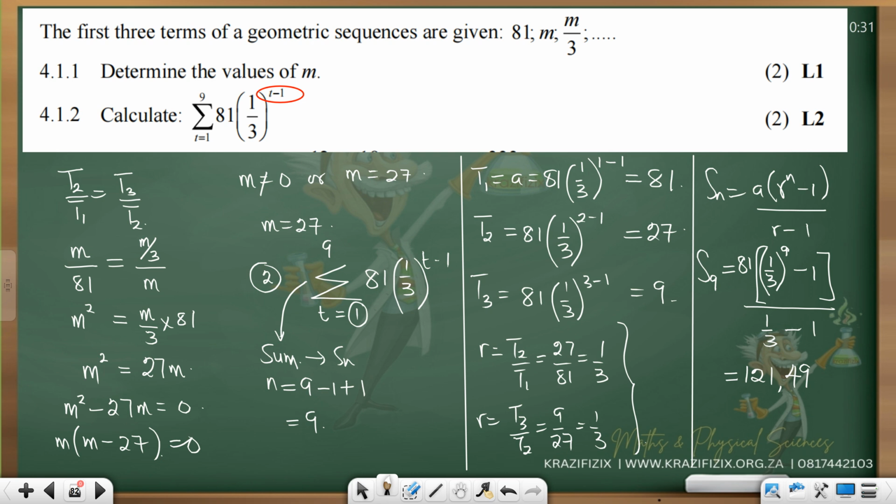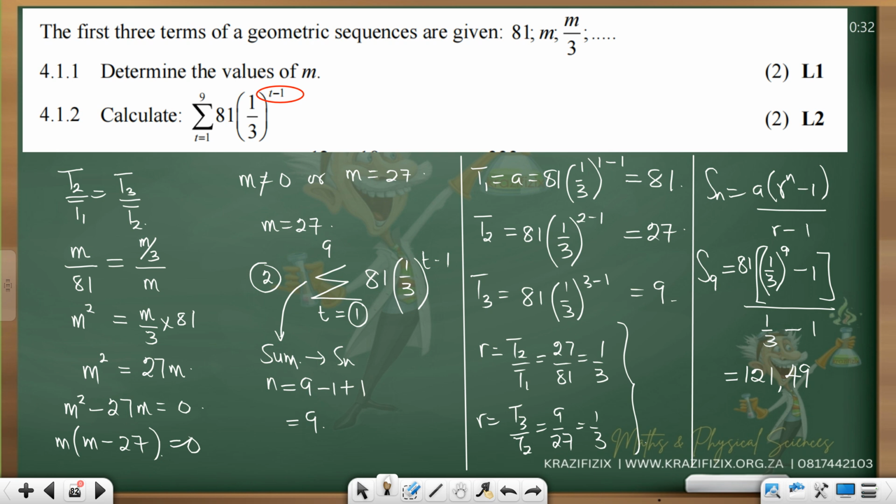121,493. 49 what? 121,493. Yes. All right, so I will round off to 2 decimal places. 493 would be 49. Okay, all right, so that's our answer.